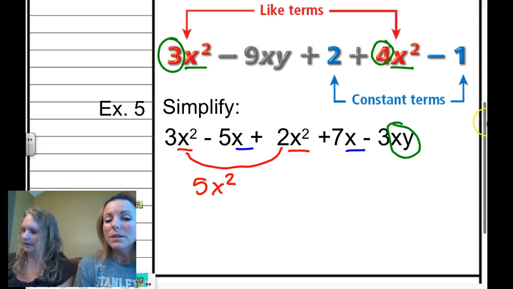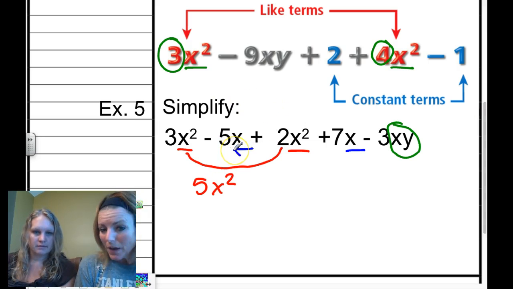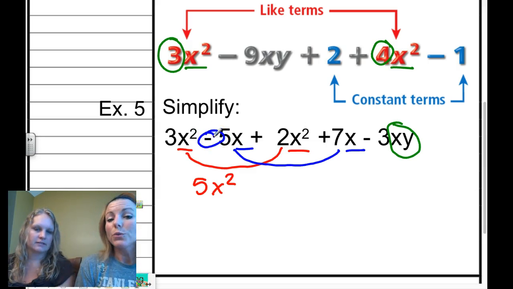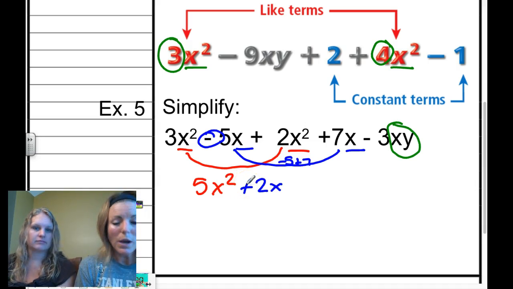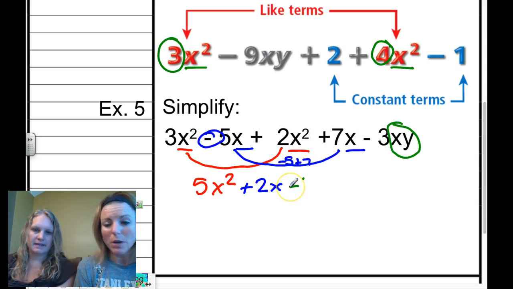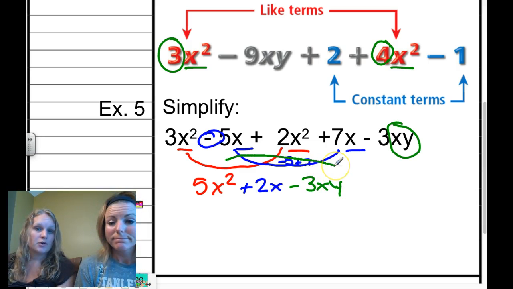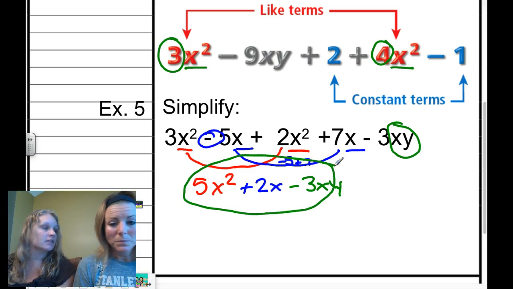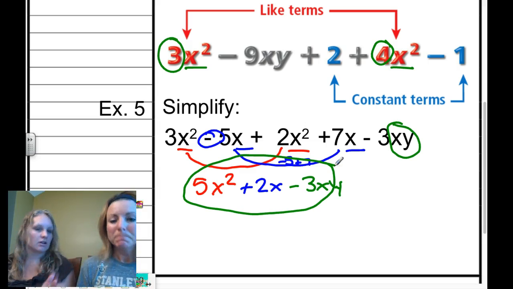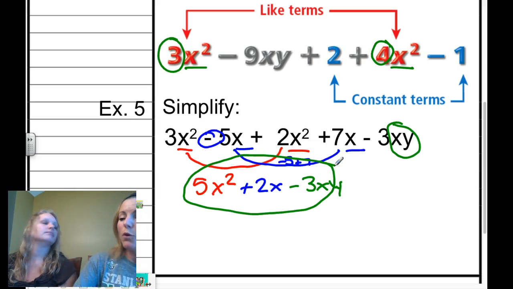Now we have negative 5x plus 7x. Don't forget that negative. So negative 5 plus 7 is 2, so positive 2x. And then the 3xy minus 3xy just gets brought down by itself. And we are done. That's your answer. So notice that you're not going to get one final number as your answer when you're simplifying. You're still going to have x's and y's. Like we did before when we would substitute a number in for a variable, we're not doing that here.